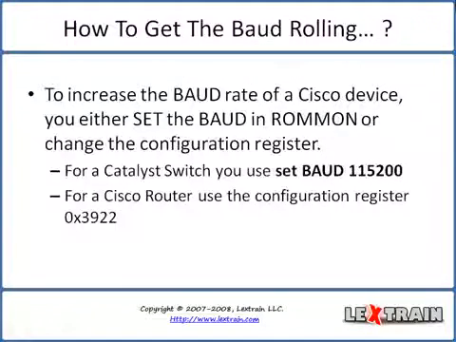So how do you get the baud rolling? That is the best ever title for a slide. To increase the baud rate of a Cisco device, for a Catalyst series switch, you would use the set baud variable under ROM monitor mode. Or for a Cisco router, you would change the configuration register to 3922, which increases the console baud rate to 115,200 bits per second. So let's go ahead and see the demonstration.